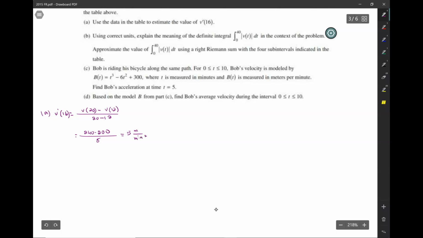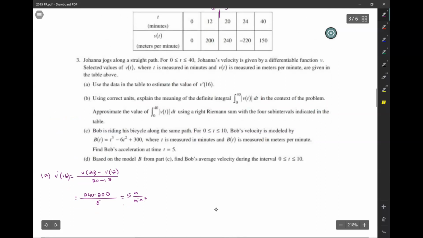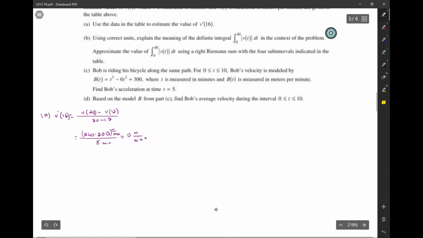squared. Okay? Because what do you have? Your numerator, right, is in meters per minute. Your denominator is in minutes, so it's meters per minute per minute. Okay? All right, part B.